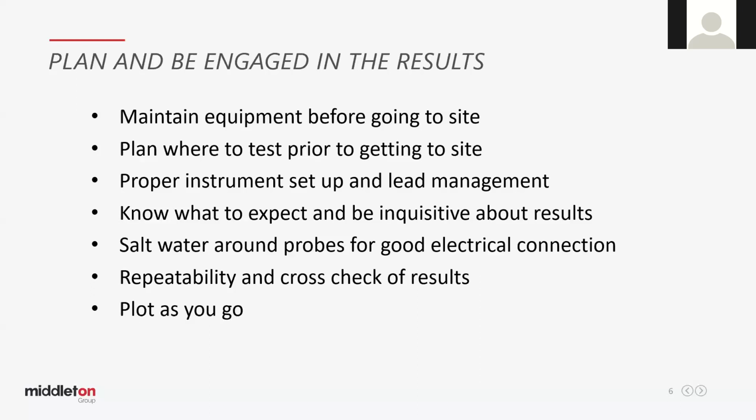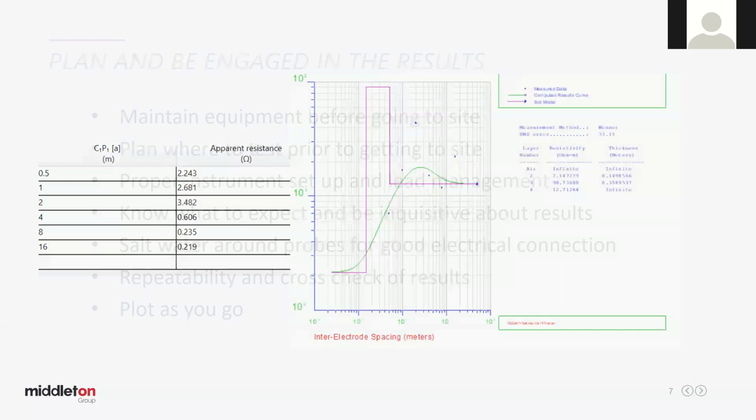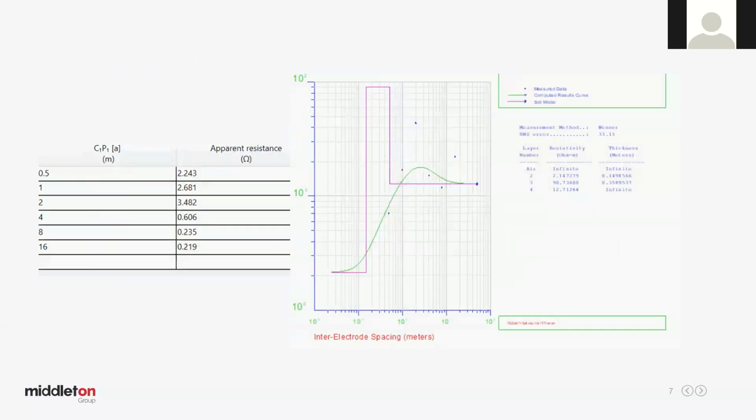And repeatability and cross-check. So repeatability, if you've got to go back and check a result, check it. If it's unusual, check it again. And cross-check it with an orthogonal traverse as well. And plot your results as you go, so you can see what it's doing and if you've got some sort of unusual readings coming out.